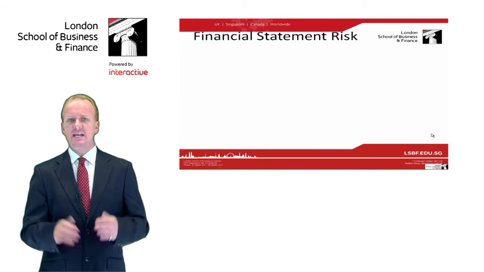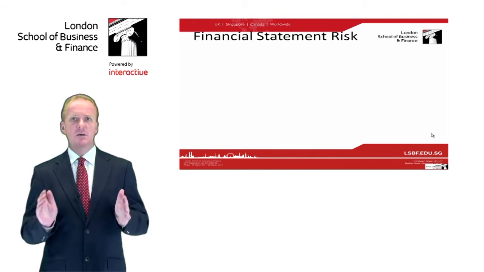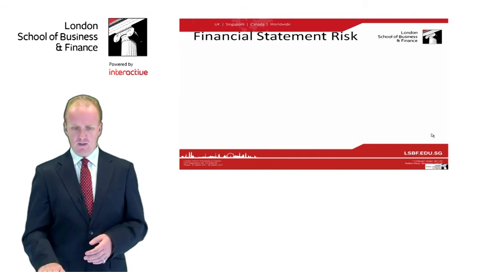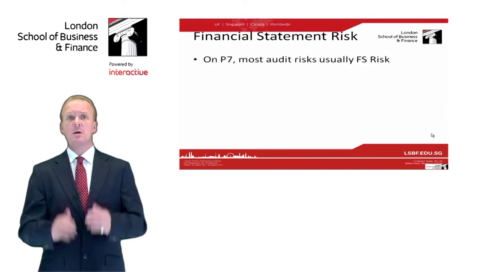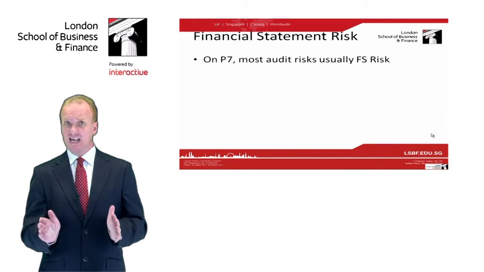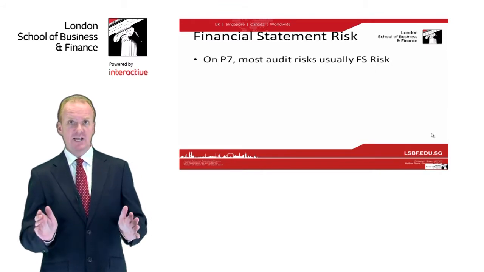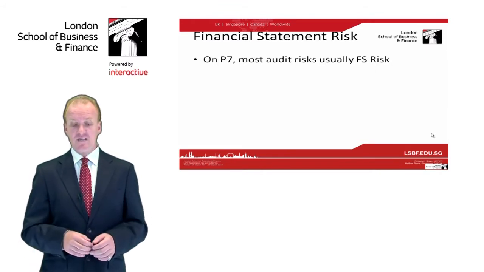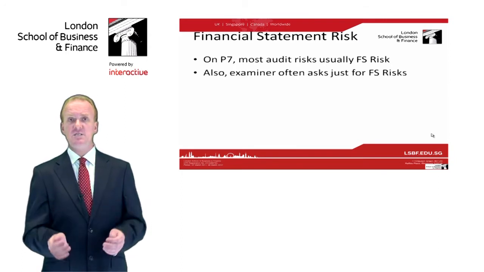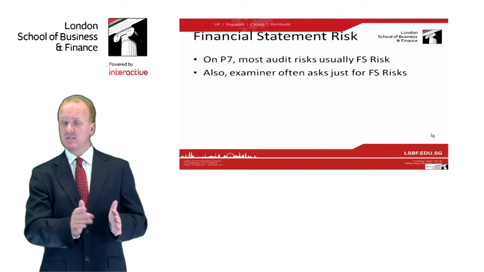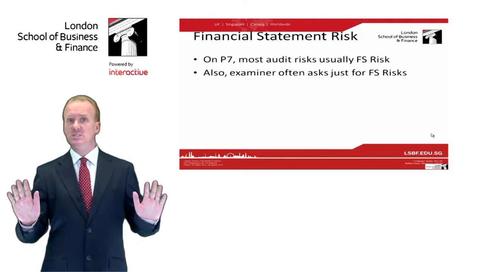Financial statement risk is easily the most important element of audit risk. On most risk questions, when audit risk comes up, most of the answer is going to be financial statement risk, not detection risk. In addition to that, the P7 examiner regularly asks questions that are just financial statement risk, meaning detection risk is not involved at all.